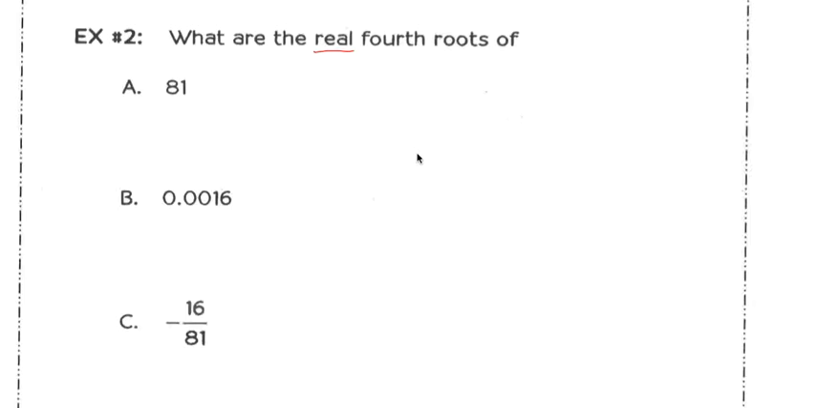Okay, hopefully for 81 you got 3, because 3 to the 4th is 81. Again, we're trying to take the 4th root. If we try to take the 4th root of this, we're going to get 0.2. And if we try to take the 4th root of this, there is no real root. Okay, so there is no real root there, because you can't take an even root of a negative and get a real number. All right?